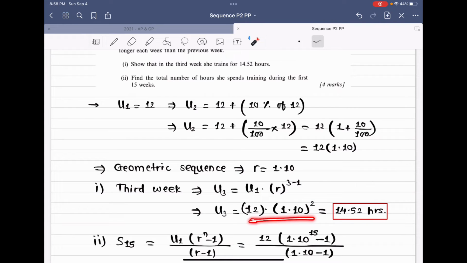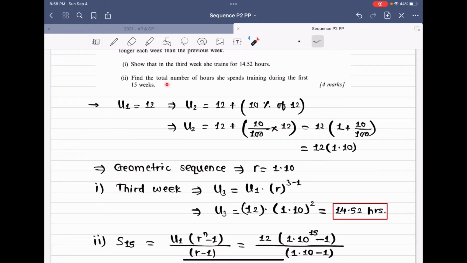Type this full thing in a calculator. Please make sure that you take 1.10 raised to 2 and then you multiply by 12. Don't multiply 12 by 1.10. This n minus 1 is only applicable for r. So first you take 1.10 raised to power 2. Whatever value you get, multiply by 12, and you will get 14.52 hours. Do not round up because they want 2 decimal places.